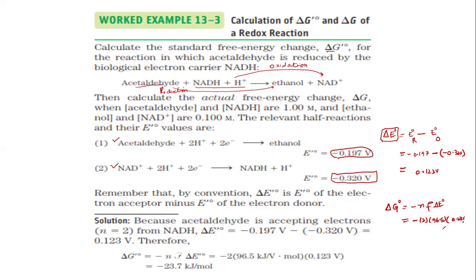Here kilojoule per volt and volt will be cancelled. And what we will get is minus 23.7 kilojoule. And this minus sign is indicating that this reaction is possible, this reaction is favorable. So this is how we can calculate the free energy value of an oxidation reduction reaction.